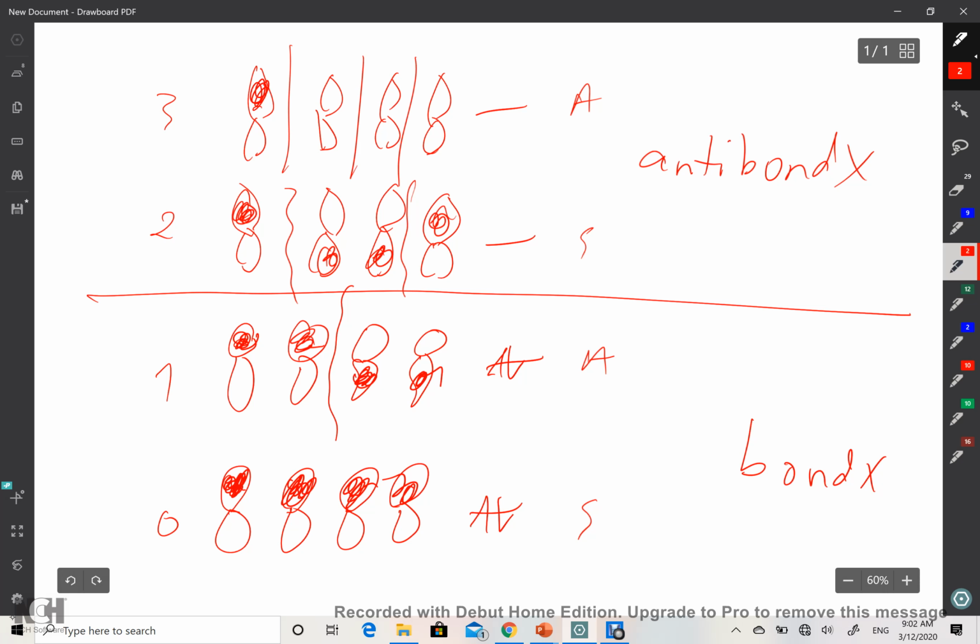I start from the top. Oh, I see a note, I go down. I see a note, I go up. I see a note, I go down. Does that make sense? That's a molecular orbital diagram.